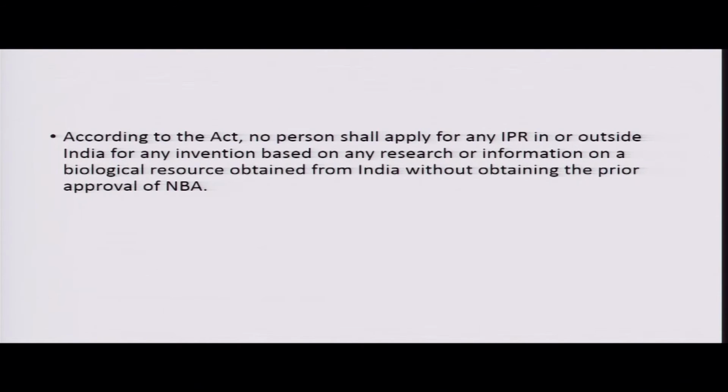According to the Act, no person shall apply for any IPR in or outside the country for any invention based on any research or information on a biological resource obtained from India without obtaining prior approval of NBA. As I said, in the era of the intellectual property rights of the WTO, there is a big competition to access biological resources across the world by companies to see if they can use these resources to make commercial products and patent them. And this has been happening across the world. People have been accessing biological material from Africa and Latin America, and also in some cases from India as well. But it's basically to regulate this kind of unauthorized use of biological resources that we have this National Biological Diversity Act.